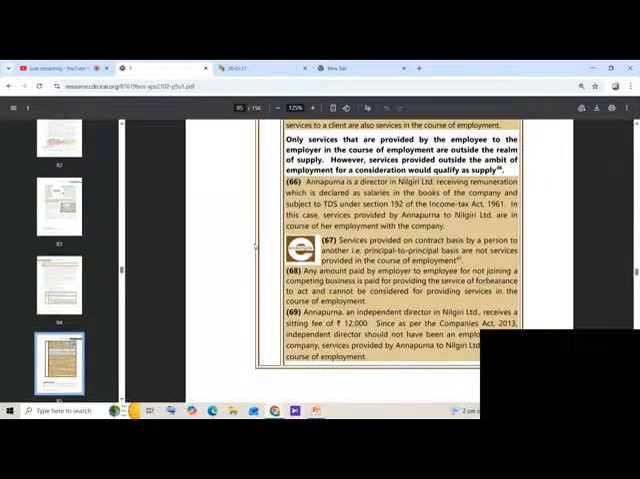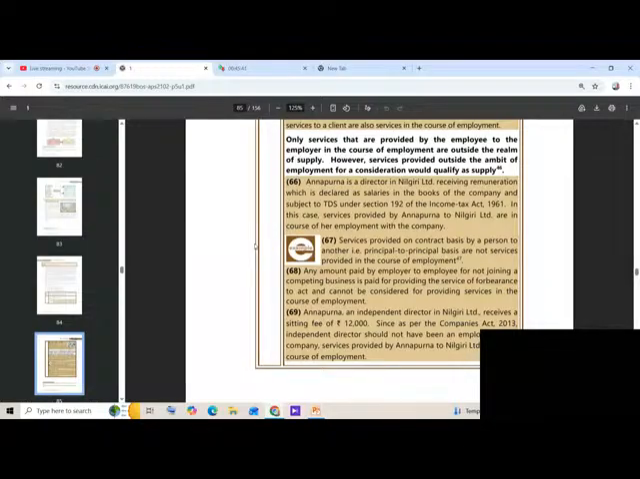In this case, services provided by Annapurna to Nilgiri are in the course of her employment with the company. Services provided on contract basis by a person to another, principal to principal basis, are not services provided in the course of employment. Any amount paid by an employer to an employee for not joining a competing business is paid for providing the service of forbearance to act and cannot be considered as services in the course of employment.